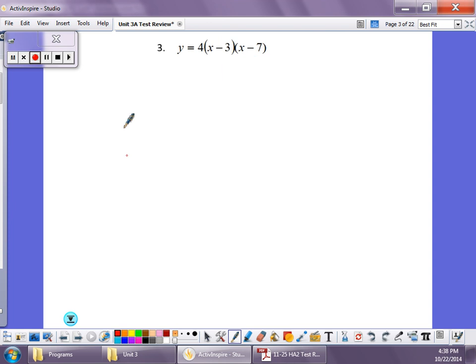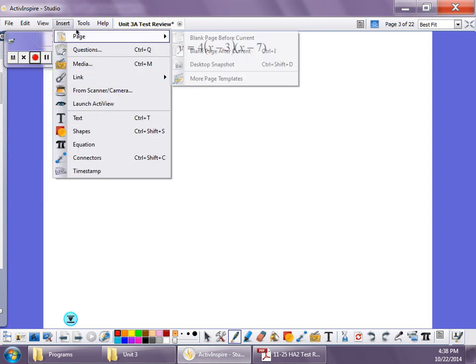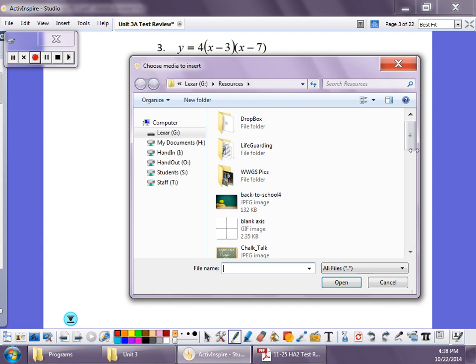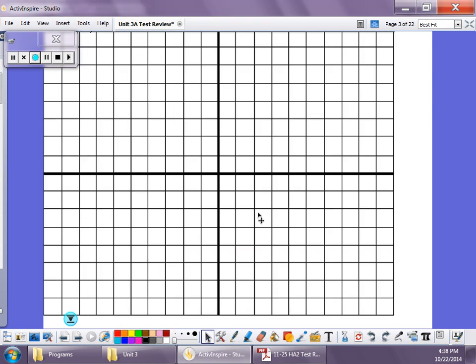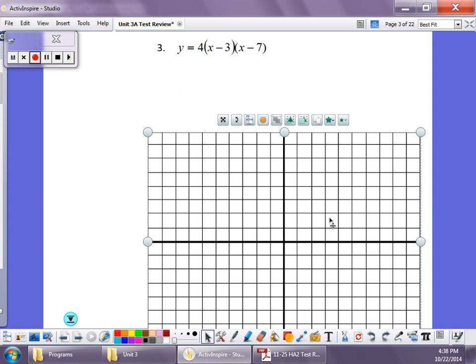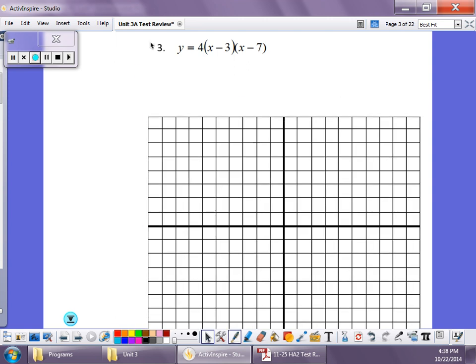To graph from intercept form, I'll go ahead and put in the graph again. You're given your zeros. So here they give me my zeros, they're p and q. So those are 3 and 7, my two zeros. You take what's in here and set it equal to 0, and you get 3 and 7. So I have 3 here, and 7: 3, 4, 5, 6, 7.